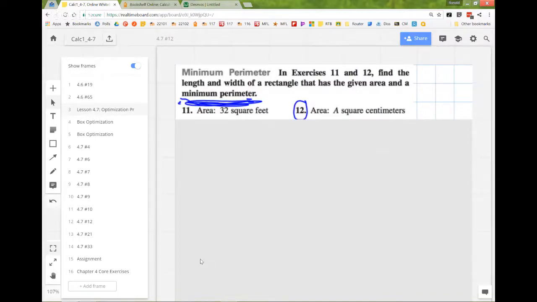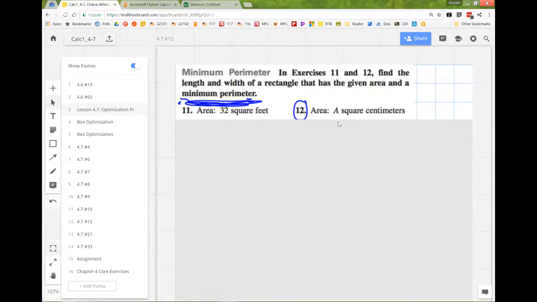Minimum perimeter. In numbers 11 and 12, find the length and the width of a rectangle that has the given area and minimum perimeter. So this time, before we were given a perimeter and then we were supposed to find the maximum area. Now we're given the area and you're supposed to find the minimum perimeter. Okay.